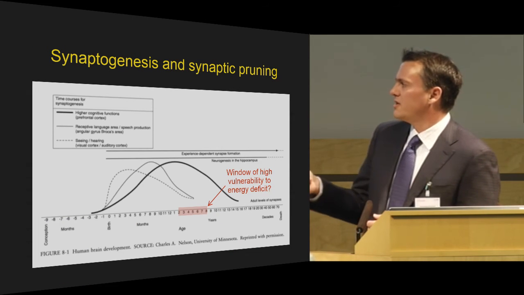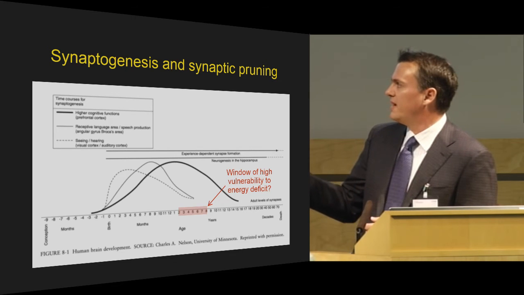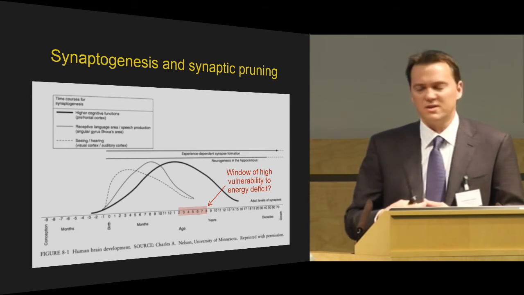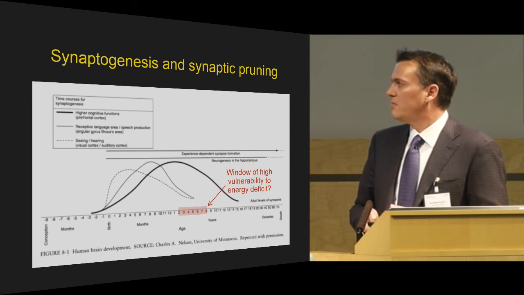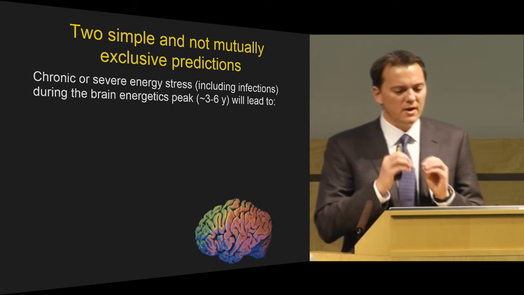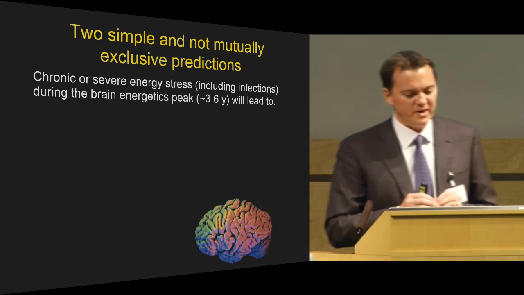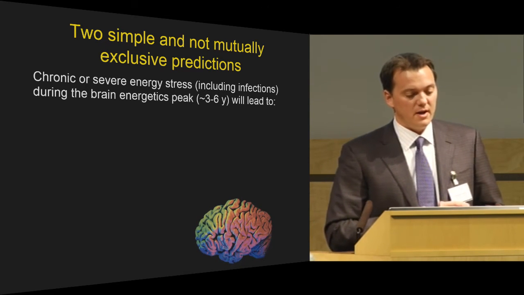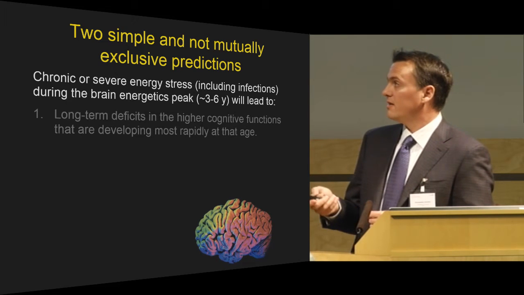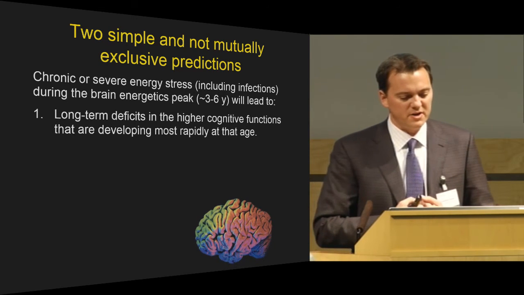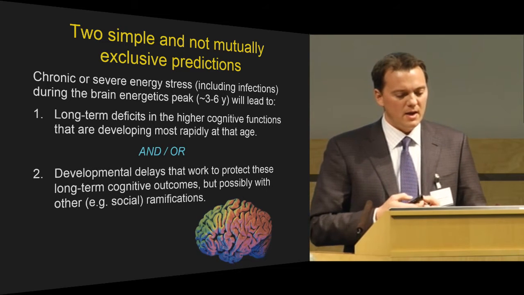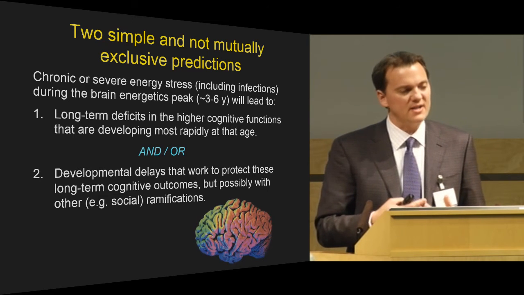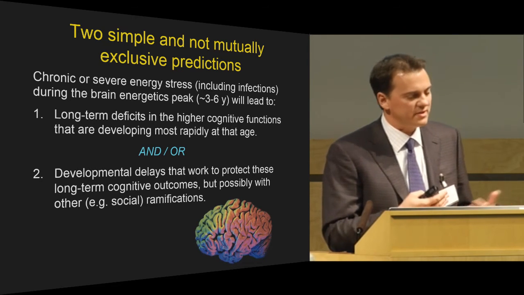Here, again, I already showed you this graph, but this shows you that what's developing at this age are higher cognitive functions, right? So things like executive function. So we might imagine that those would be impacted by nutritional stress during this period. So here are two very simple and not mutually exclusive predictions. That chronic or severe energy stress, including infections, during the brain energetics peak is going to lead to long-term deficits in the higher cognitive functions that are developing most rapidly at that age, and/or developmental delays that work to protect those cognitive outcomes, but possibly with other ramifications, social ramifications perhaps.